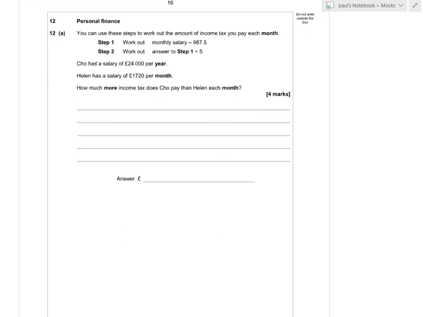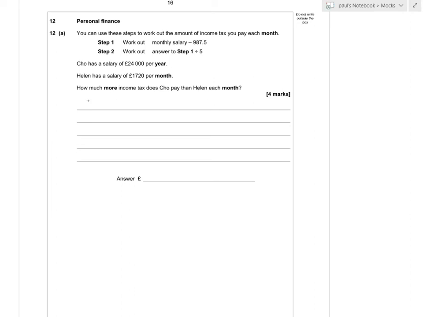Right. Personal finance. You can use these steps to work something out. That's fantastic. What are we working out? Income tax you pay each month. Work out the monthly salary, take away that. Then the answer and divide by 5. Now, Cho has a salary of £24,000 a year. Helen has a salary of £30,000 a month. How much more income tax does Cho pay than Helen?